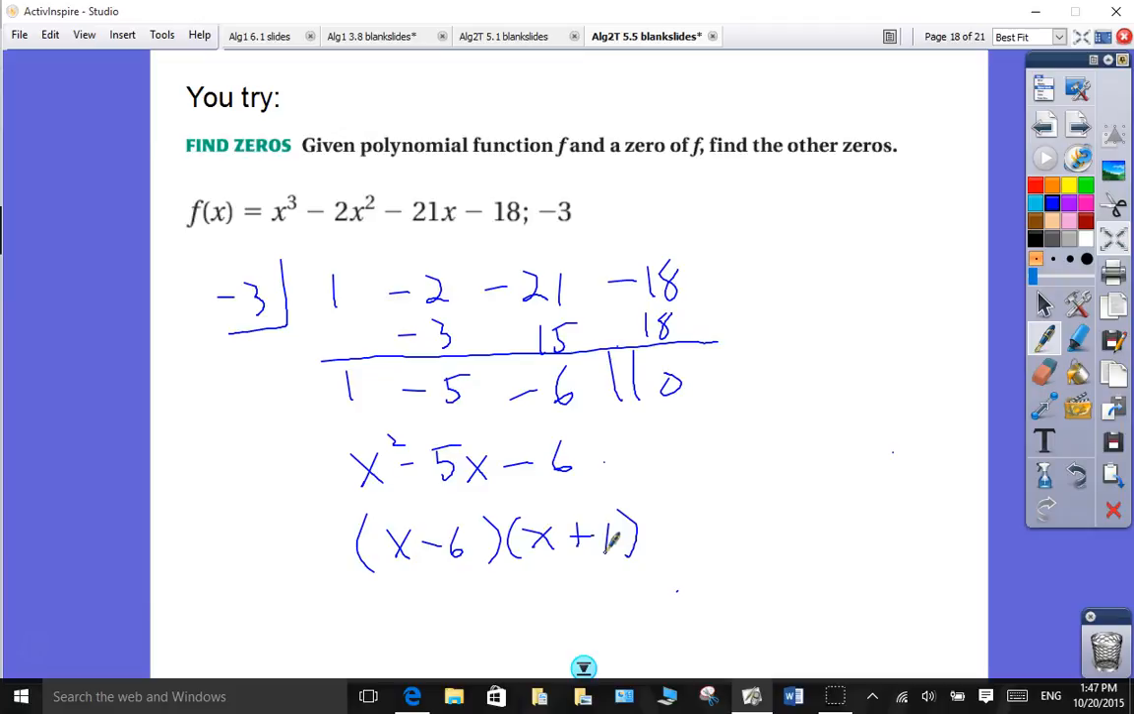Okay, but they didn't ask for that. They asked for the zeros. So what are the zeros here? 6 and negative 1. And then the third 0 was the negative 3. There you go. So when you get to those problems, you've actually done the first problem in each set. And that's how you're supposed to do them.